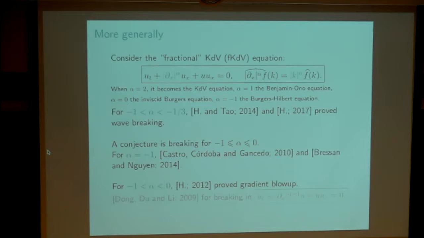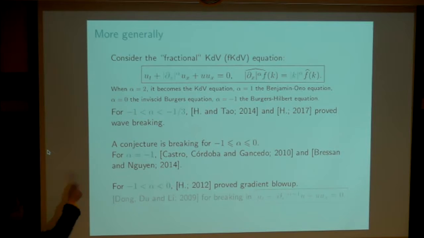And the proof follows the same argument as in the Whitham equation. But when alpha is 0, the Burgers equation has wave breaking. So it is natural to expect wave breaking in the full range between -1 and 0. Sadly, my proof ceases to work beyond this value, -1/3. So this is still an open problem.